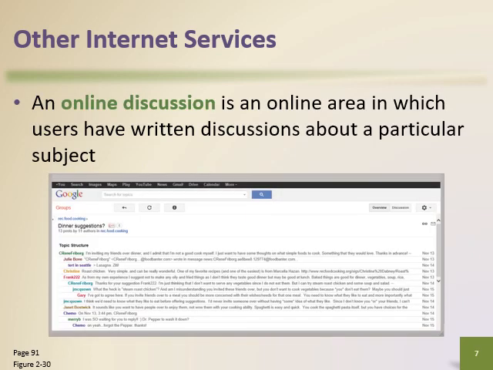Then we have online discussion forums, which is an online area in which all of you can have a discussion about a particular subject, a particular topic. To participate in that discussion, you will post a message or an article, and then others will read it and reply. A thread will be maintained which will consist of the original message and then the replies to it.